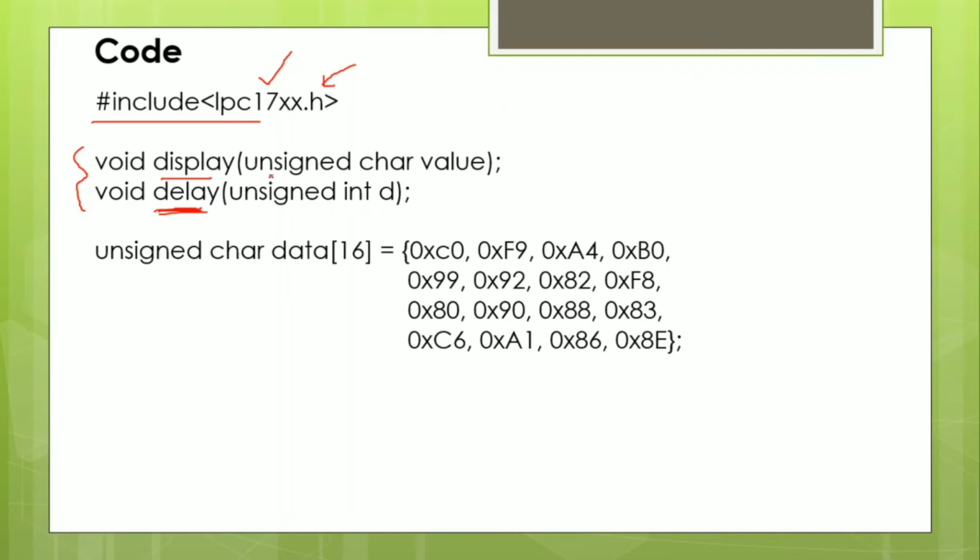And display takes an unsigned character value. Character is a data type; specifically I am taking unsigned char, which is a data type, and value is the variable. Here also in delay, unsigned int is a data type, and d is the delay value that you require.